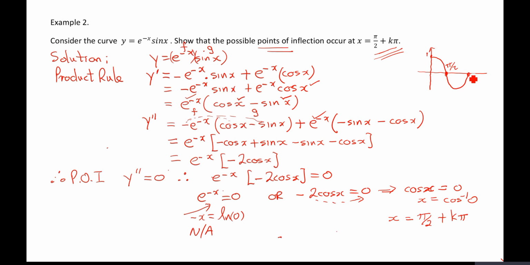That's a special case because it occurs again at another pi over 2. So you add in all the time the value pi over 2, which is 90 degrees. And there is your answer. And you have shown that the possible point of inflection occurs. And notice they ask for possible points of inflection, so you don't have to do the third derivative. This is a possible point of inflection. We're not going to check whether it is exactly a point of inflection by doing the third derivative. Next example.